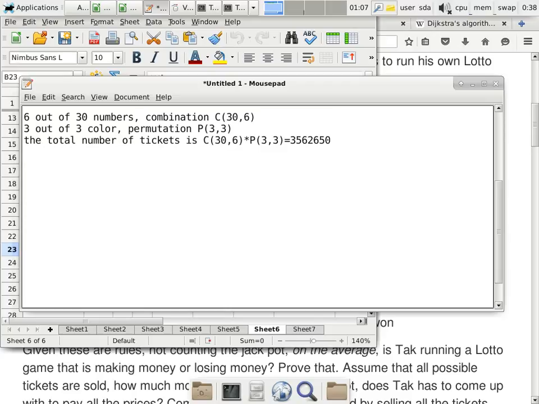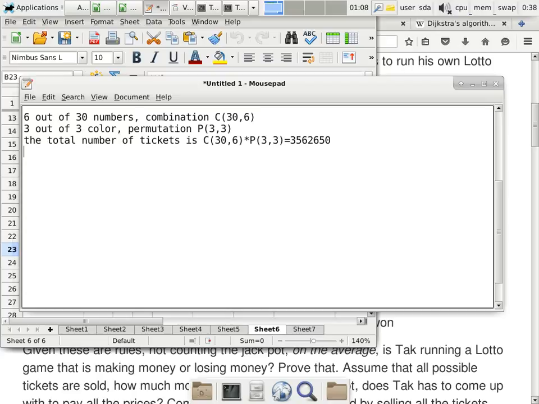Okay. It's not bad. So I know, because I only sell 1 ticket per unique configuration, this is the total number of tickets that I can sell. So now the question is, out of this many tickets, how many of those will win the first prize, which is matching 4 out of the 6 winning numbers, without the correct ordering of the colors, and then with the correct ordering of the colors. So let's try to figure those out.